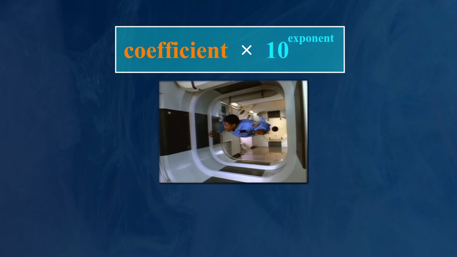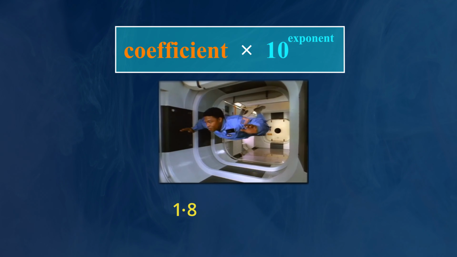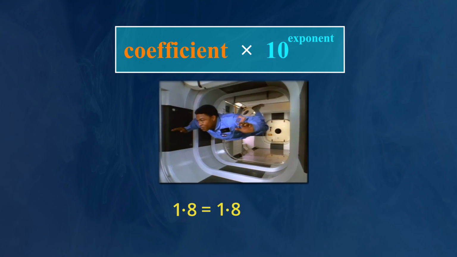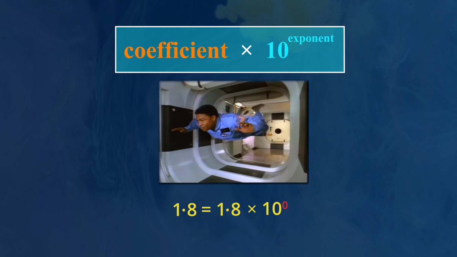The height of this astronaut is 1.8 metres. The coefficient is 1.8. In this example, the decimal point has not moved at all, so the exponent is 0. In scientific notation, this astronaut has a height of 1.8 multiplied by 10 to the exponent of 0.